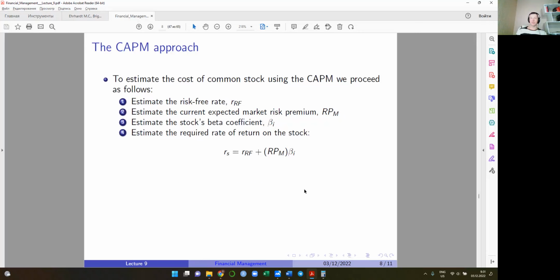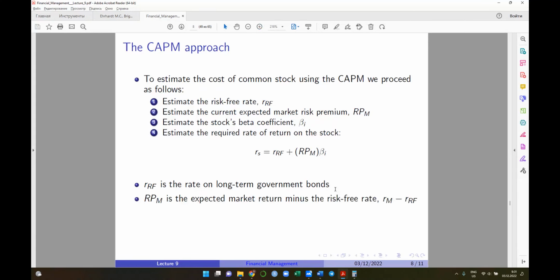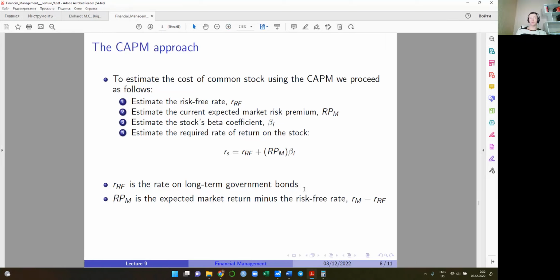What are these things? Usually, the risk-free rate is the rate on long-term government bonds. So how much you can earn if you purchase long-term government bonds. Risk premium is the difference between the expected market return, so how much the market would change, minus the risk-free rate.